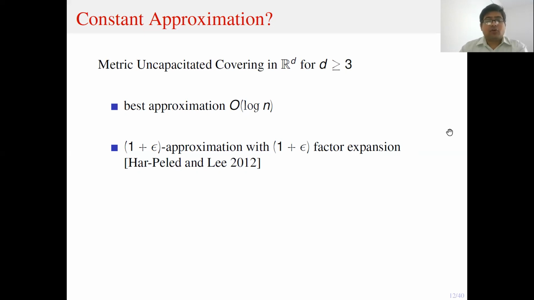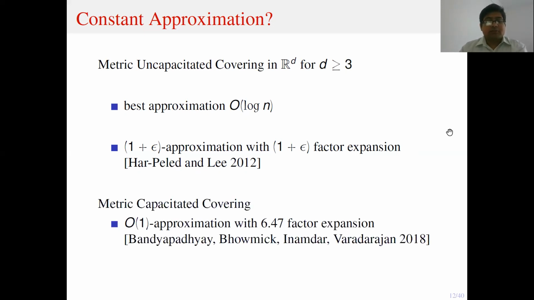And Har-Peled and Lee showed that one can obtain a 1 plus epsilon approximation if we are allowed to expand the balls by a 1 plus epsilon factor. And if we are allowed to expand the balls, then we get an added advantage over the optimal solution, which is not allowed to expand. So motivated by this work, we showed that it is possible to obtain a constant approximation for metric capacitated covering with a constant factor expansion, where the factor is 6.47.